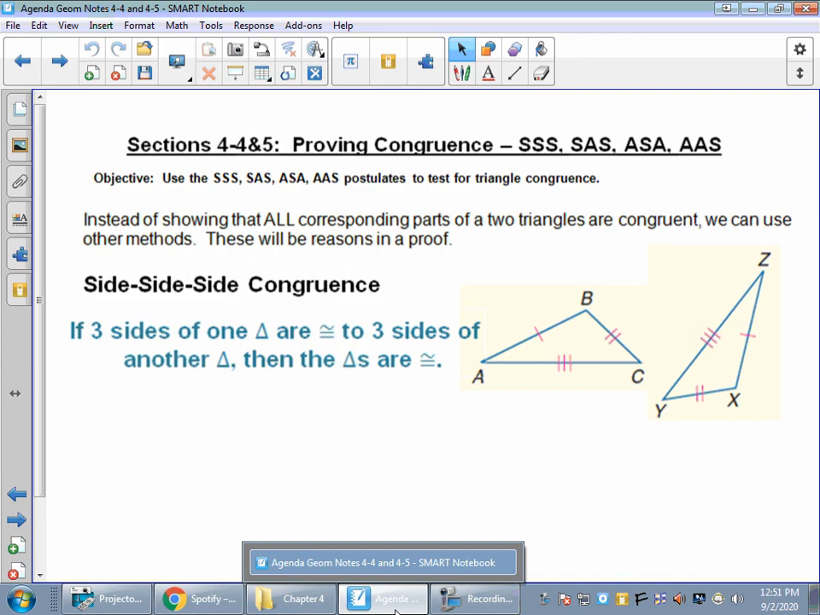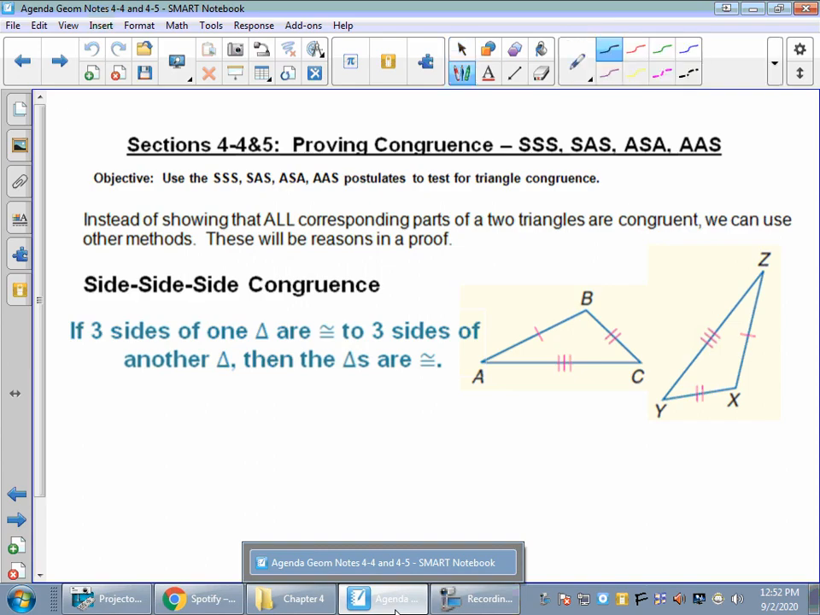So the first one we're going to talk about is side-side-side congruence, and I have it listed there. If three sides of one triangle are congruent to three sides of another triangle, then we would say that those triangles are congruent.